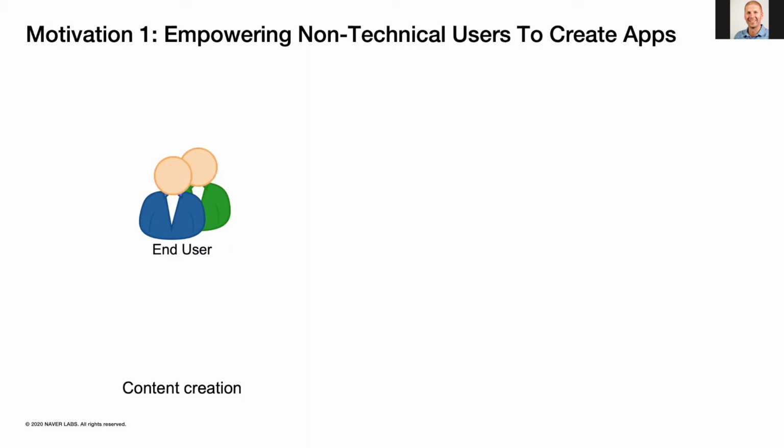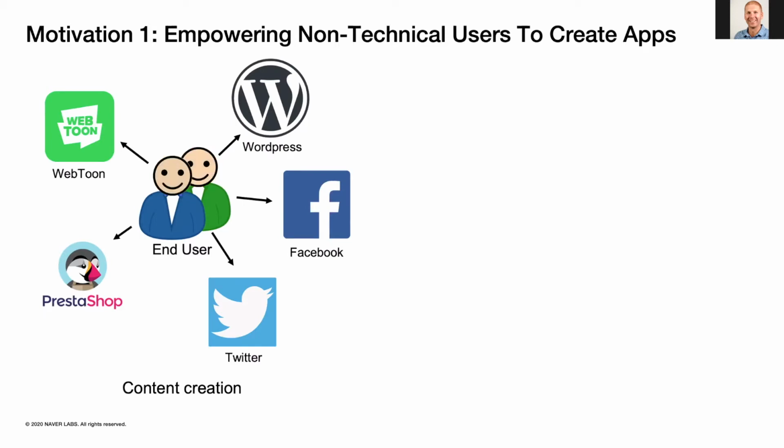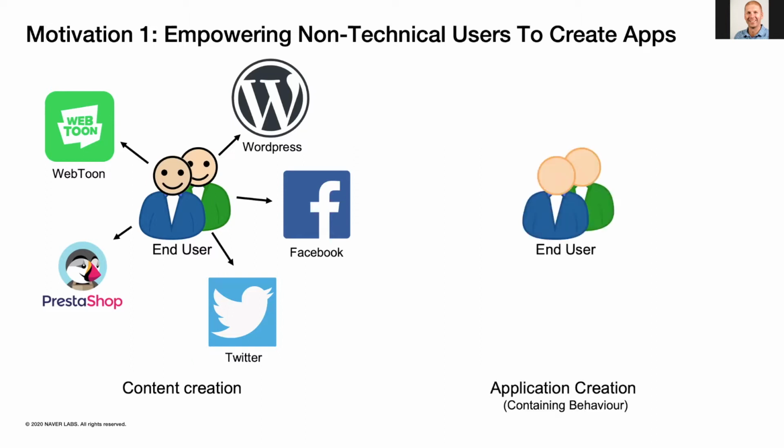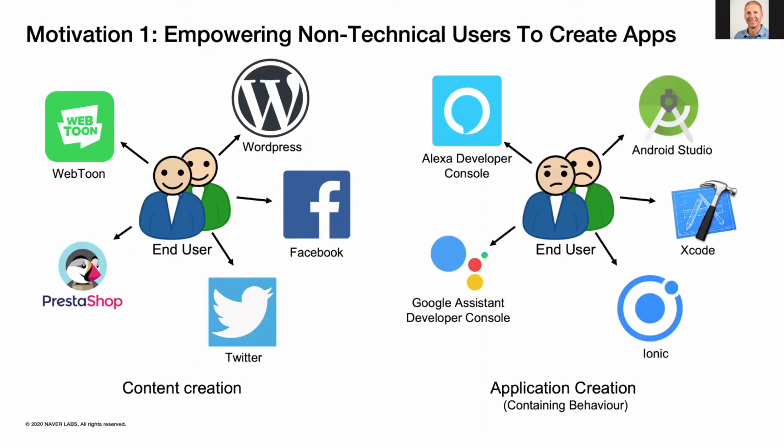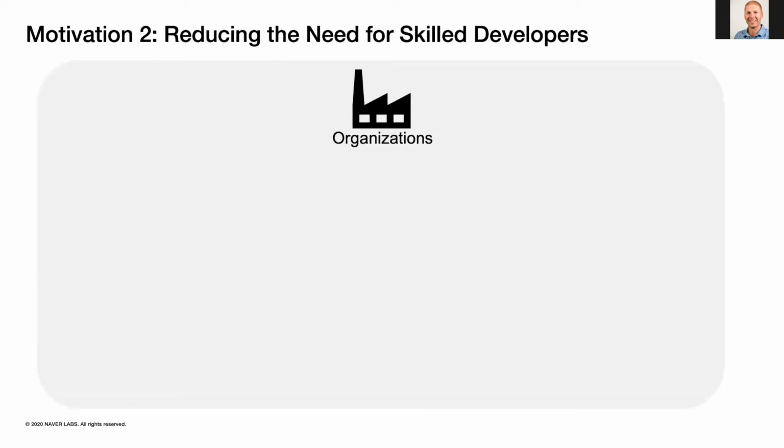The first motivation is empowering non-technical users to create apps. In the world of content creation, the end users have a lot of choice, ranging from tools to frameworks and platforms for creating blogs and social media posts. When it comes to application creation containing behavior, the end users would need to learn a lot of technical skills and use very complex tools and platforms in order to create apps that are then eventually made available to many users.